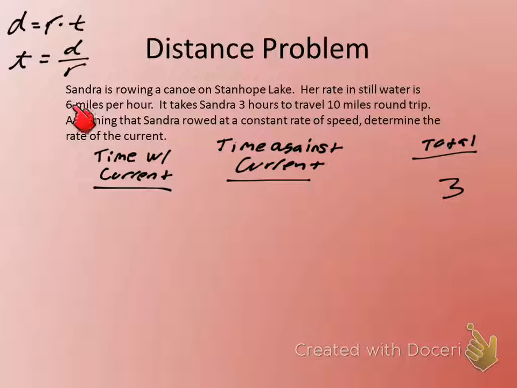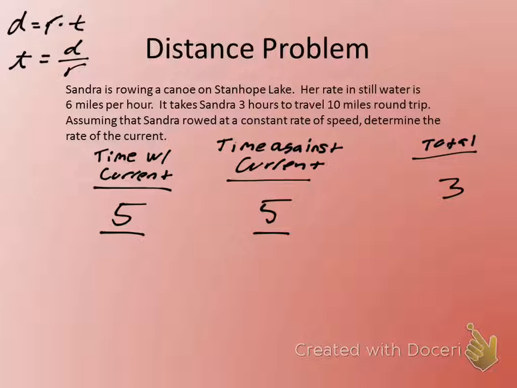Okay, so for both of these right here, we're going to have some sort of d over r scenario. And for the distance part, we know it was a 10 miles round trip, so we know each trip down and back was 5 miles. And we know that Sandra's rate was 6 miles per hour. Now we're looking for the river's rate. We're looking for the rate of the current.